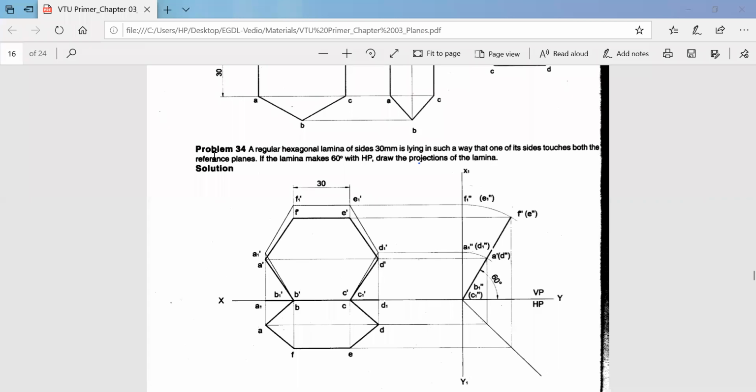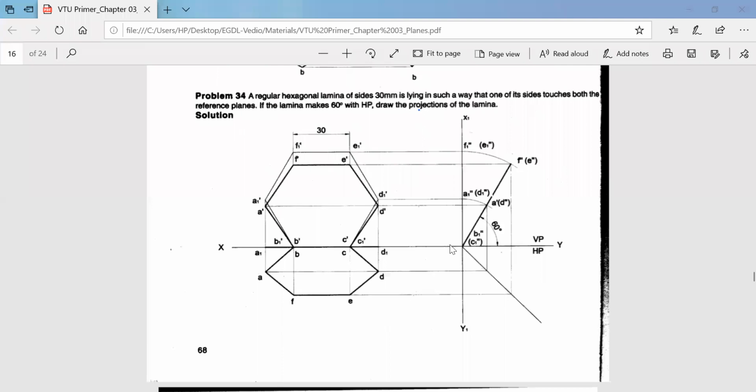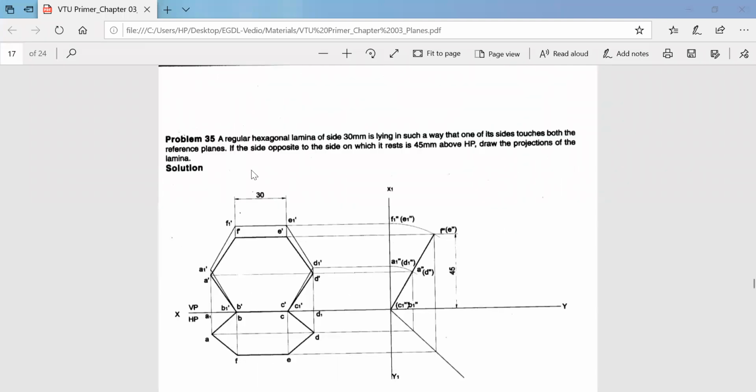So this is how you have to solve the problem when the information about the lamina position and the side view details are given. So the next problem is also the same thing. Only the difference here is they have given that the side opposite to the side on which it rests is 45 mm above HP. So instead of taking 60° to HP, you will draw a locus for 45 mm, and from there you will just extend the projection where it meets. Okay, so this is what you have to do.